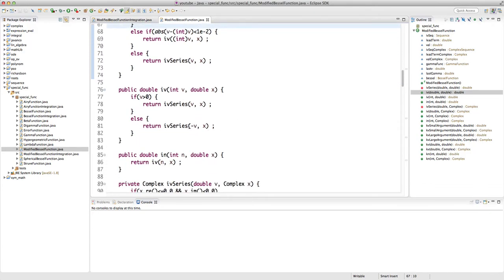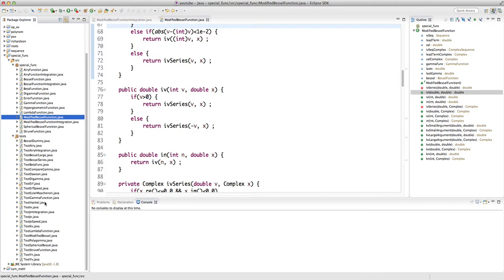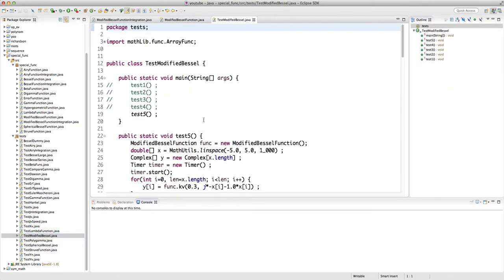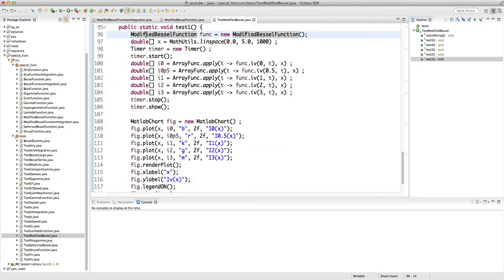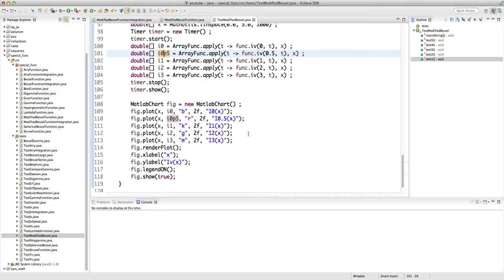All right. So let's look at the test class that I wrote. Test modified Bessel here. So let's look at some of the tests that I wrote. In test 1, I create my modified Bessel function. This is based on the power series. I calculate from 0 to 5, 1000 terms. I time it, I0, I.5, I1, I2, I3, and I calculate them and then plot them.